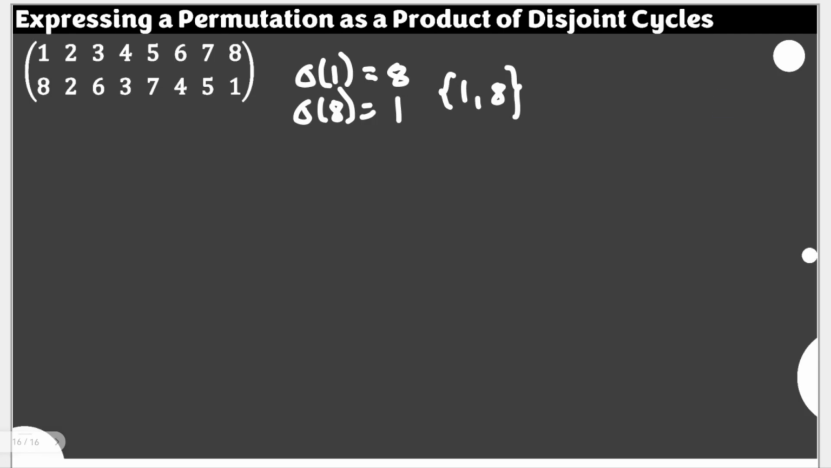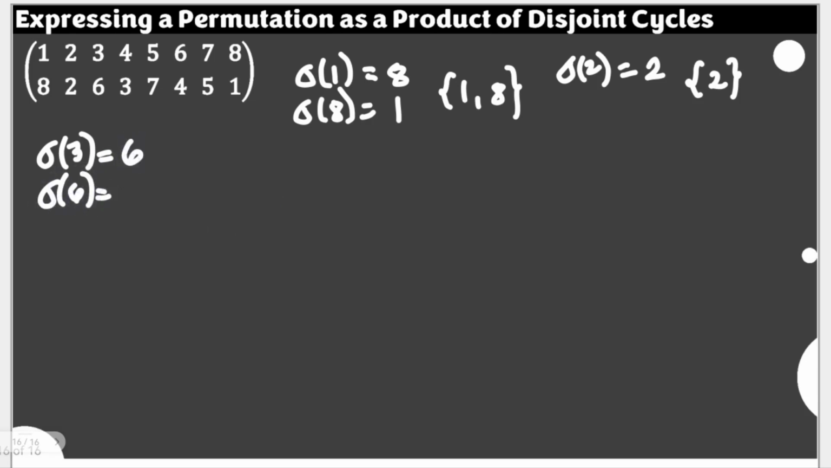So let's have here sigma of 2. 2 is mapped to 2. That's okay. So we have this orbit containing 2 itself. If we have here sigma of 3, this is mapped to 6. Sigma of 6, we will have here 4. Sigma of 4 is 3. With this, another orbit is actually 3, 6, and 4. As you can see, we already have a second orbit that contains more than one element. So this is now enough for us to say that this permutation is not a cycle.